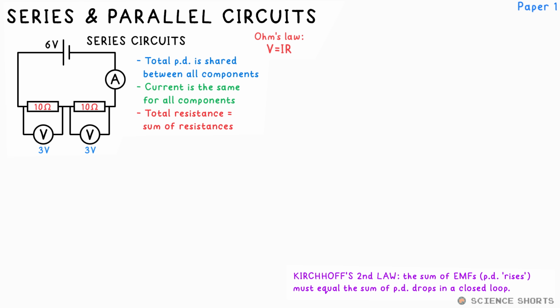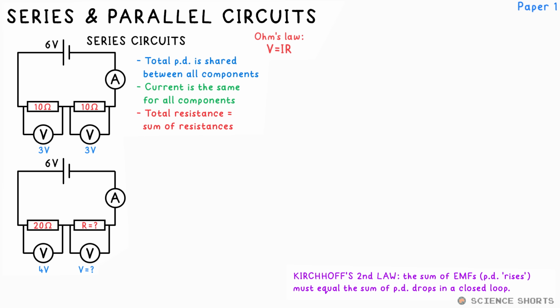This idea is actually just Kirchhoff's second law. The sum of EMFs must equal the sum of PD drops in a closed loop. Just remember that if batteries are pointing in opposite directions, one of them must be a minus EMF. By the way, we can also call this setup a potential divider circuit, as the total potential, total PD, is being shared. If the resistors don't have the same resistance, then we can use the second point to help us.